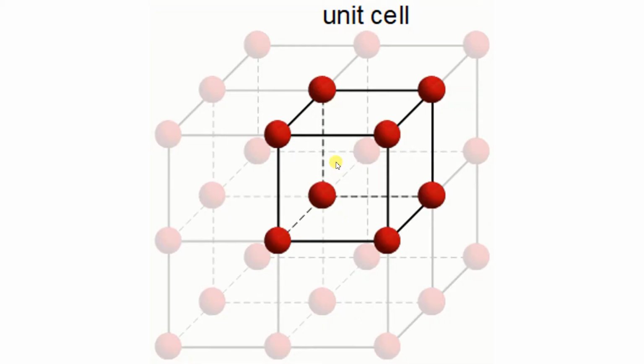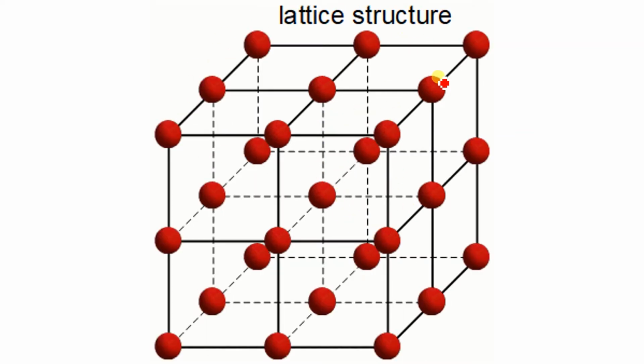Now if you see, this is the unit cell and this is the complete lattice structure, and this is the unit cell, one part. I hope it is clear. This one part is the unit cell, and the complete set of dots that you see is called the lattice structure of a solid.